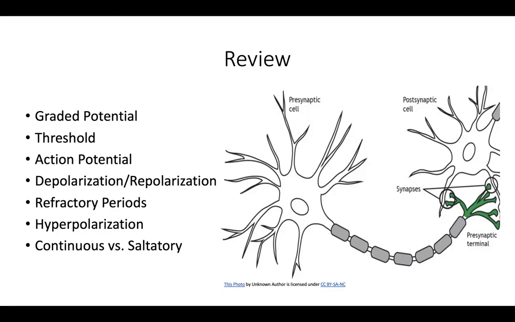And then lastly, the continuous and saltatory conductions, or the means of propagation, the means of carrying that action potential down through the axon into this axon terminal and into that synaptic cleft to take it to its targeted site. Saltatory conduction comes with these myelinated sheath axons, and the continuous conduction comes with the unmyelinated sheath ones.